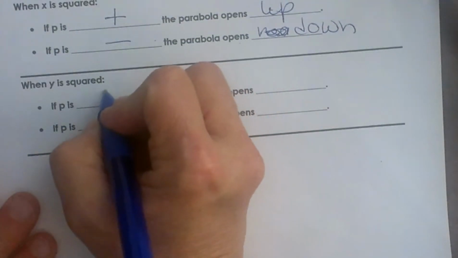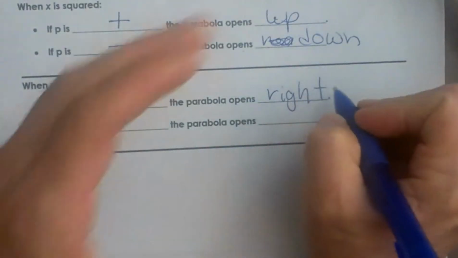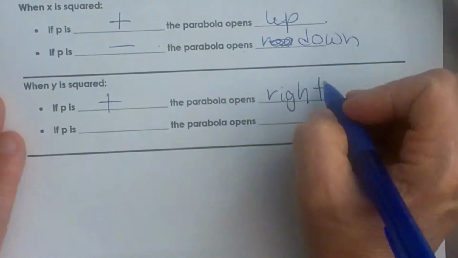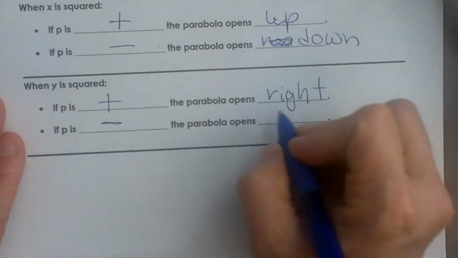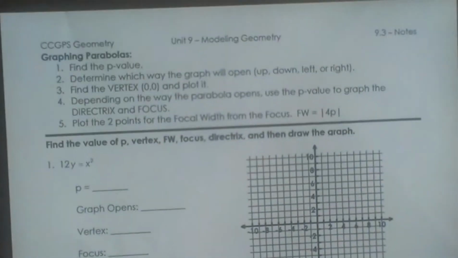And when y is squared, if p is positive, then it's going to face right, which makes sense, right? Right is the positive direction on the x-axis. And if p is negative, then it's going to face left. Okay, so there's a quick summary of everything. Now keep this handy because we're going to need it as we begin to graph. Okay, so second page.